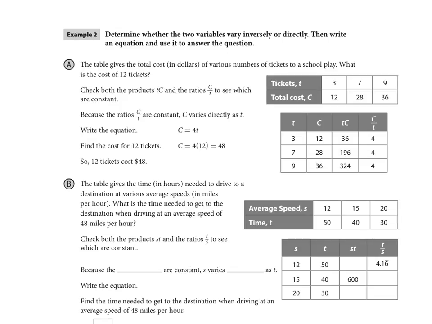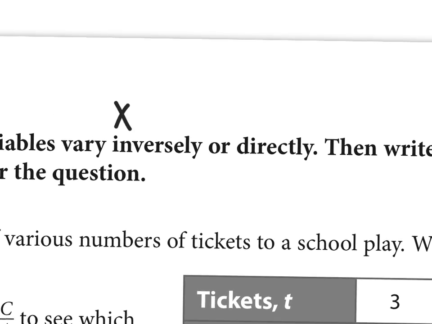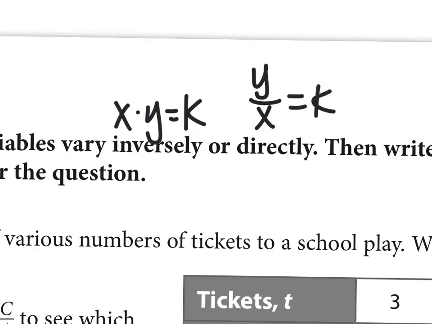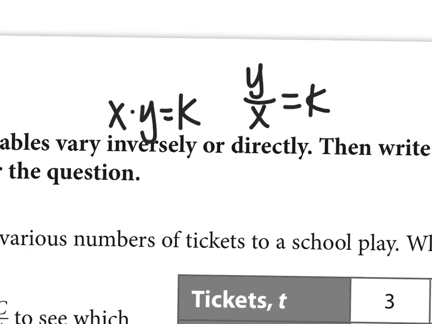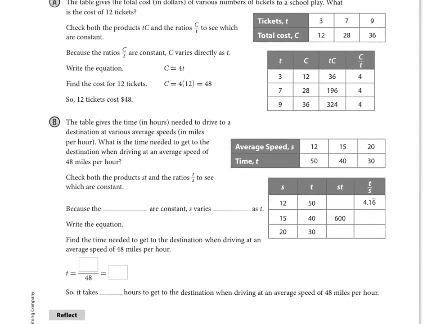So if I need to decide if the data in a table varies inversely or varies directly, which is what this is asking me to do, then I need to decide, remember, if it's inversely, then x times y is going to equal a constant, which we're going to call k. If it's directly, that means that y divided by x is going to equal our constant, k. So we just have to figure out what's happening. So they've done example A for us, so we're going to figure out example B.